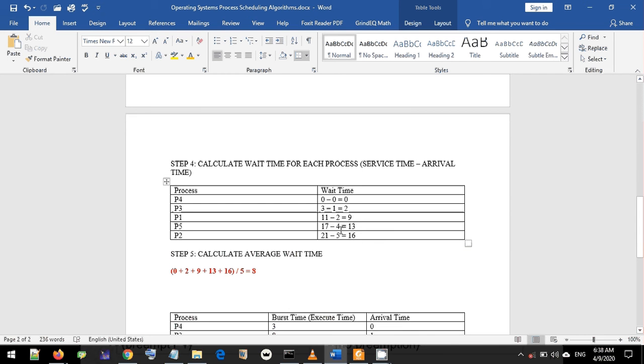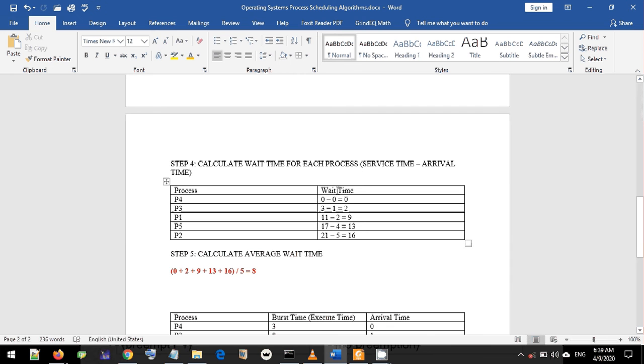Same thing, 17 minus 4 is 13, 21 minus 5 is 16, right? Process 5 has a service time of 17. It entered at the fourth time instant, so we have 13. Process 2 has service time 21 and entered at the fifth time instant, so the wait time is 16.